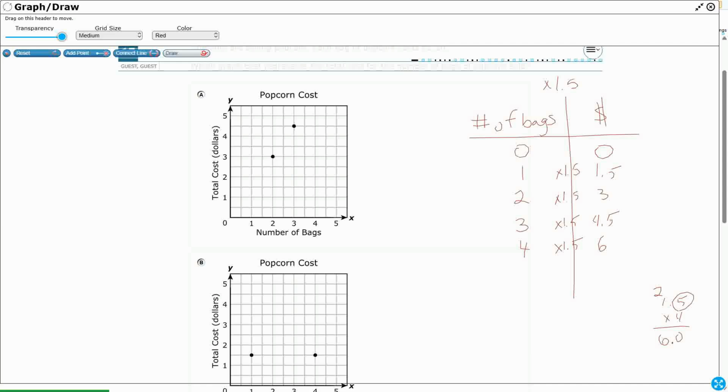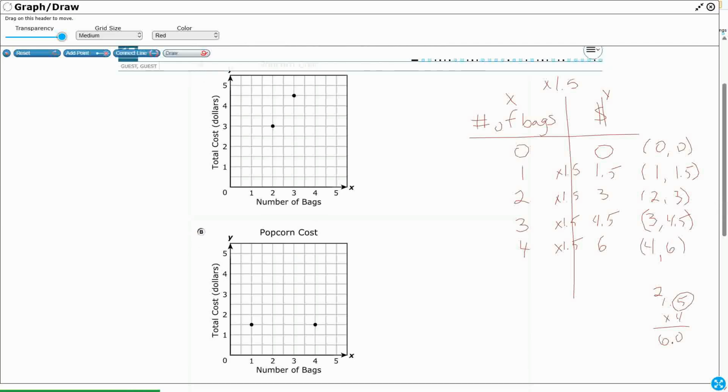All right, so let's use what we have here, and let's make some XY coordinates. Okay, so this is going to be our X value. This is our Y value. So (0, 0) could possibly be graphed. (1, 1.5). (2, 3). (3, 4.5). And then (4, 6). All right, let's take a look at that and start looking over at our graphs now that we have some points we can plot.